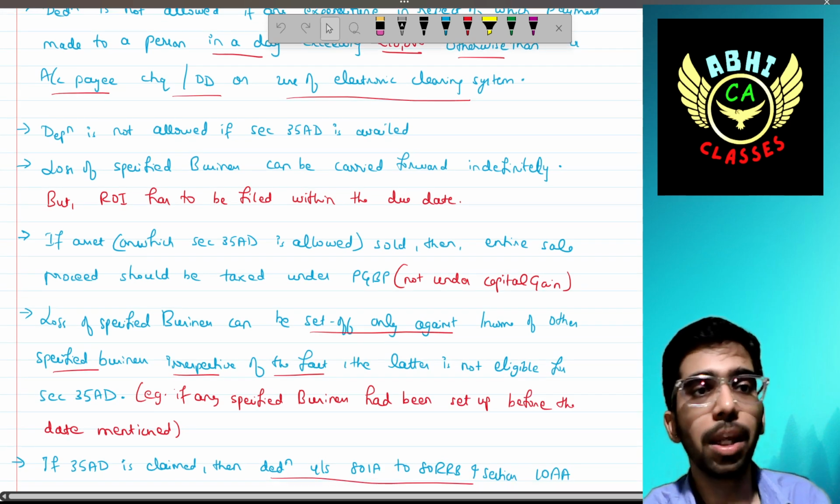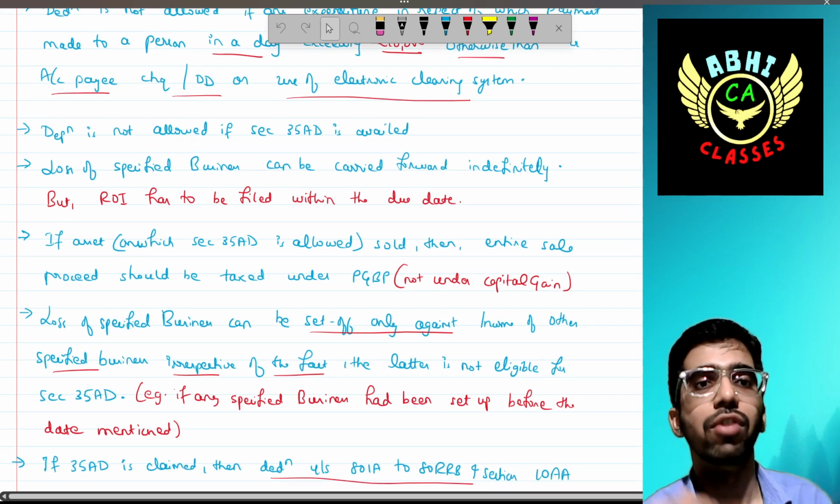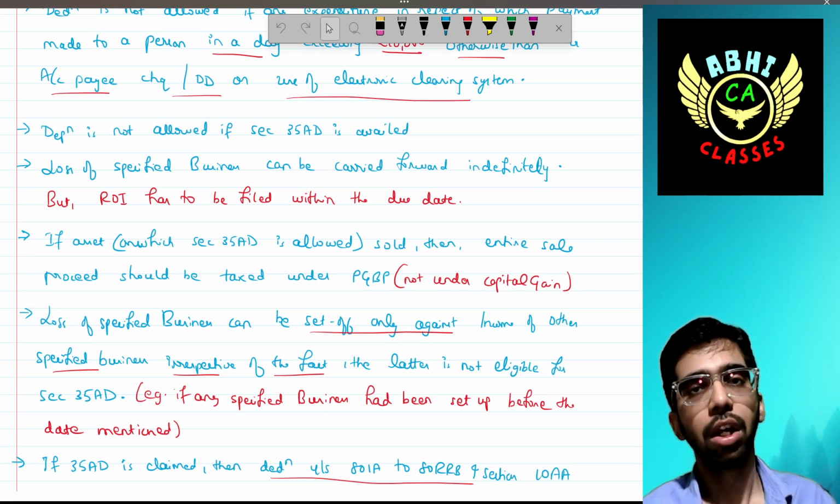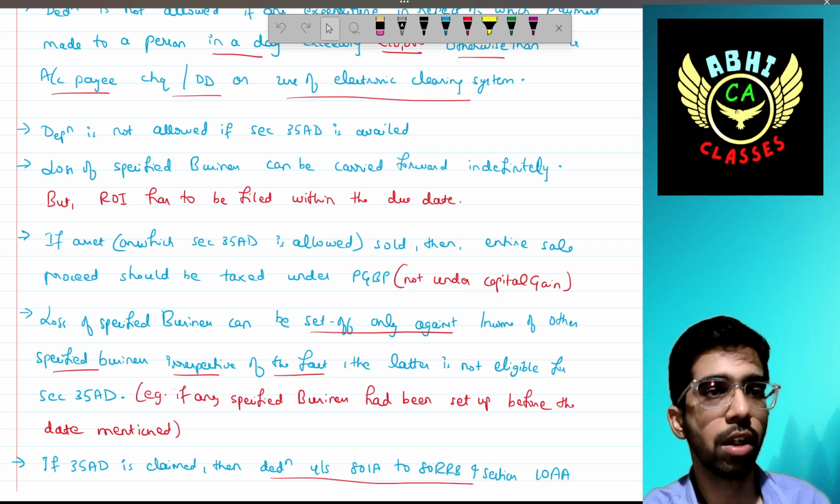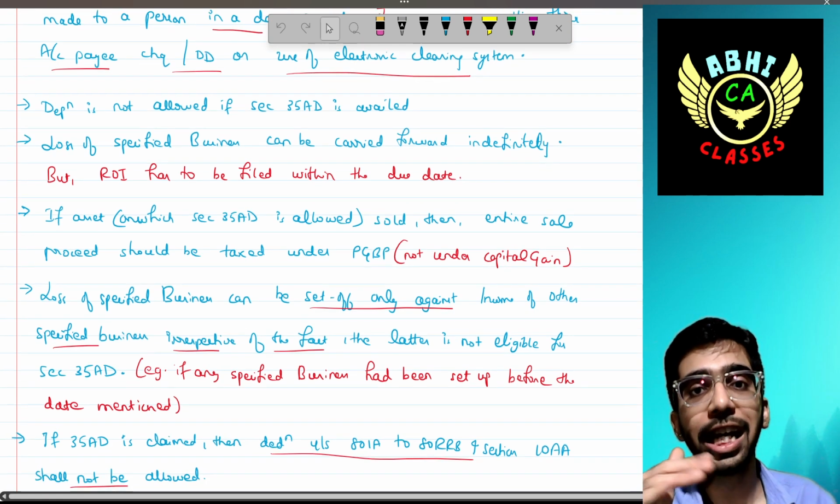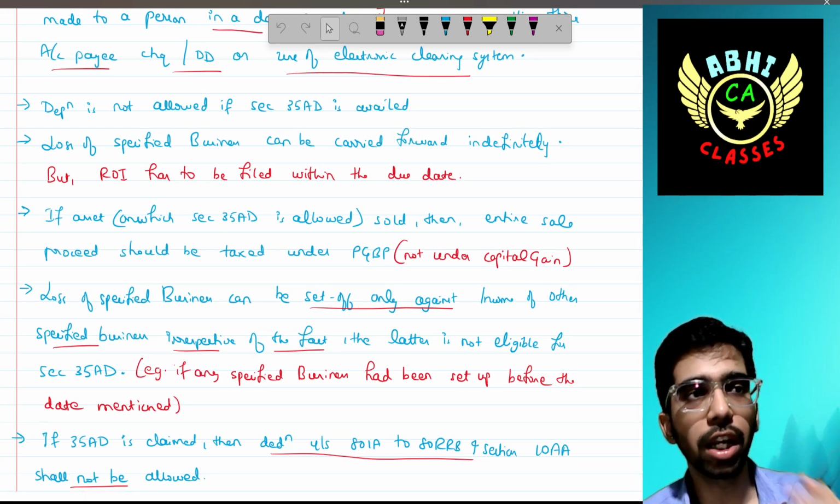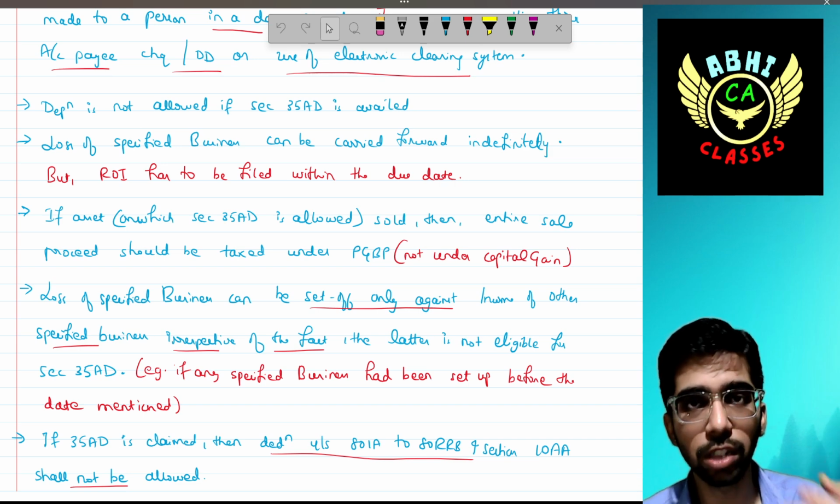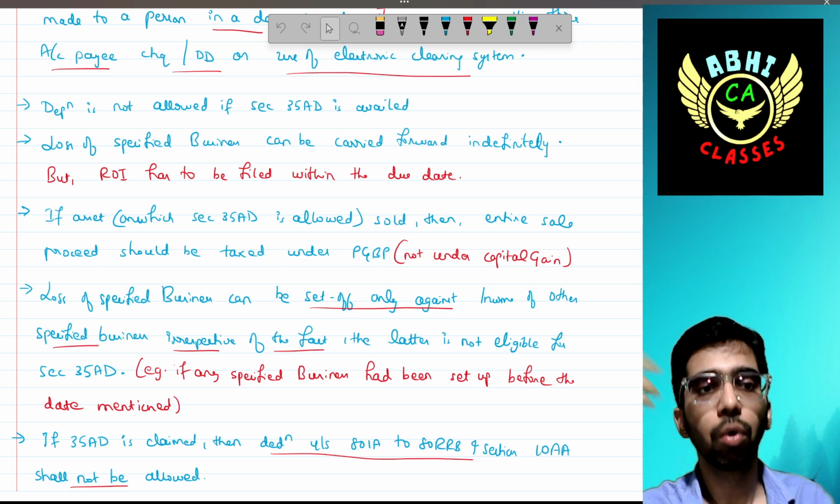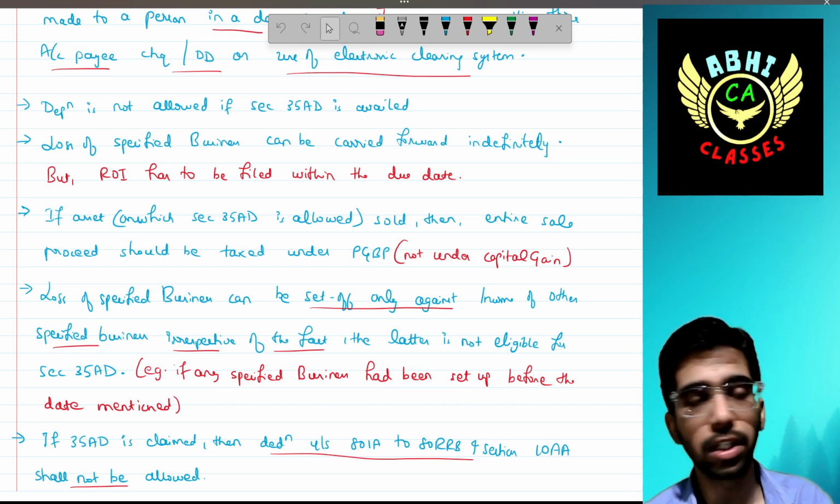That's it. The depreciation is not allowed if Section 35AD is availed. We have already discussed it, because the WDV would be nil if you are claiming a deduction. Next, the loss of specified business can be carried forward indefinitely. If you are incurring any loss out of the specified business, the loss can be carried forward to n number of years. That's it.